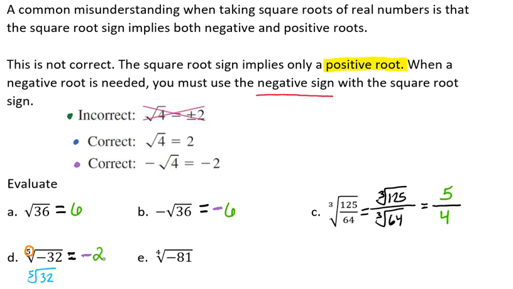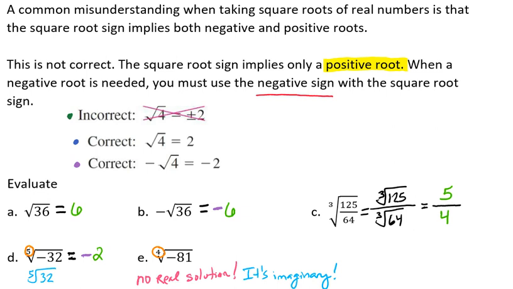Let's move on to letter E. So here we have the fourth root of negative 81. So now we have to ask ourselves, is my root an even or an odd? As we look at the 4, we see that's an even root. So that will not give us a real number. So here, we have no real solution. Now, that doesn't mean that there's not a solution. It just means that our solution is imaginary.